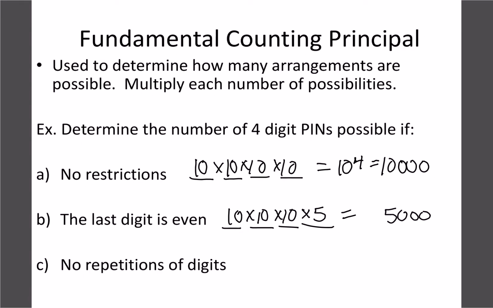And our last example here, we don't repeat the digits. So we have 10 choices for the first one, but whatever digit we pick, we can't use it again, so then we're only going to have 9 left. Once we pick that one, we're only going to have 8 left, and then 7, and so on. So we'd have 10, 9, 8, 7, and whatever that answer would work out to.